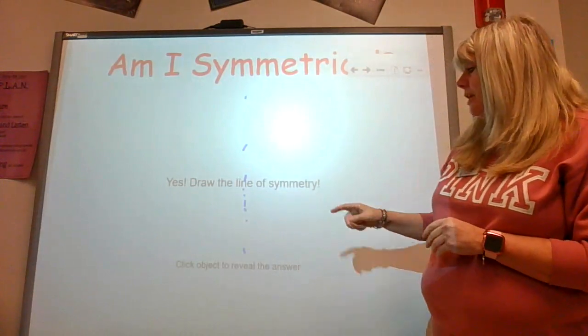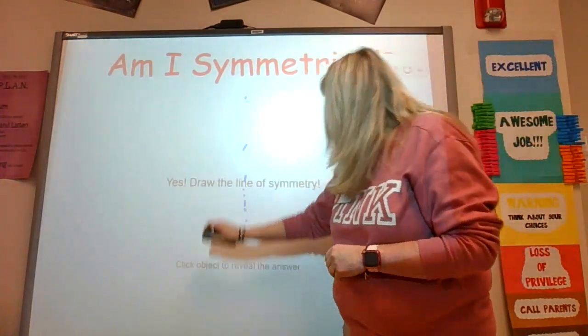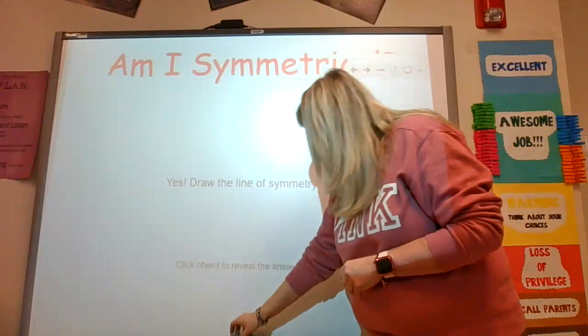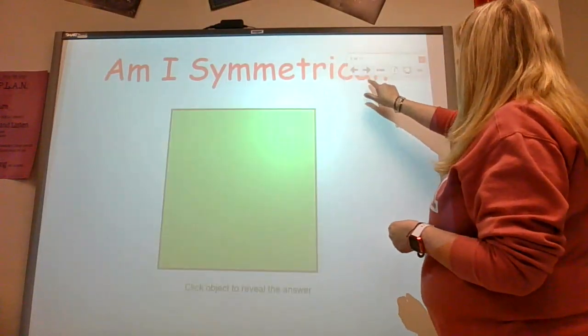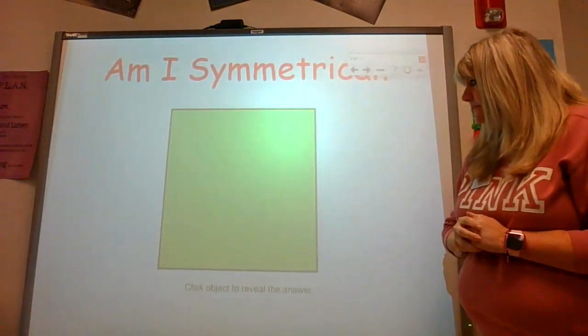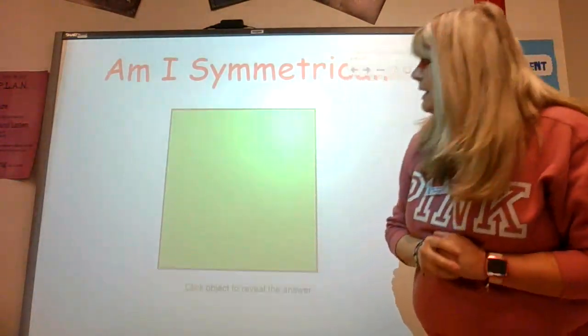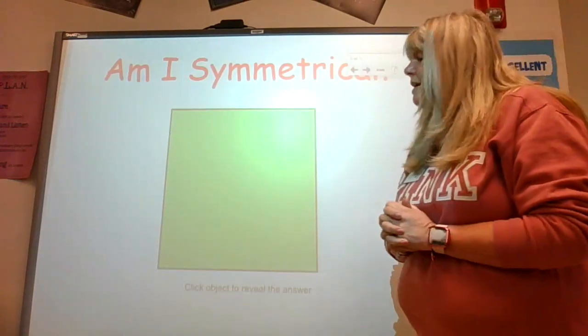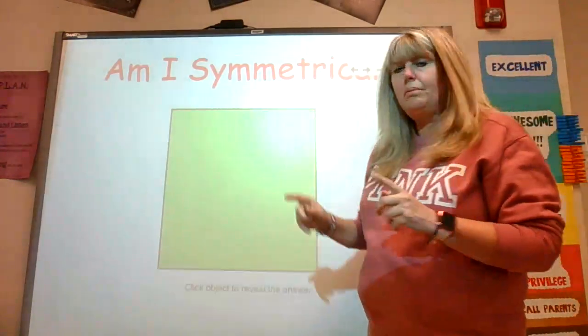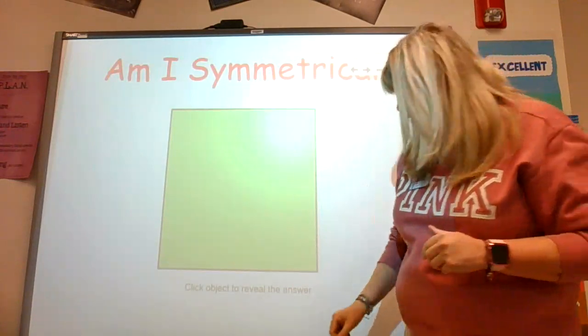Yes, you can draw a line of symmetry on that object. So that object had what we would call a line of symmetry. Let's go on. Okay, let's look at this one. Now, to me, that looks like it's a square. Maybe it's a rectangle. It's hard to tell. But I do know that we probably have two lines of symmetry.